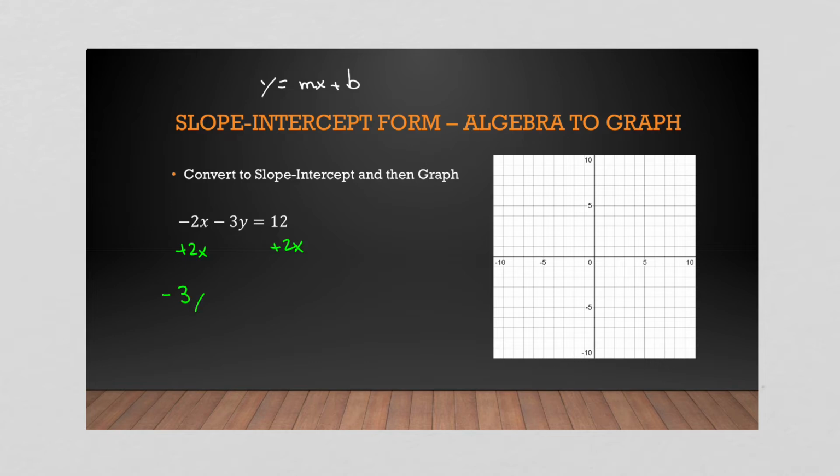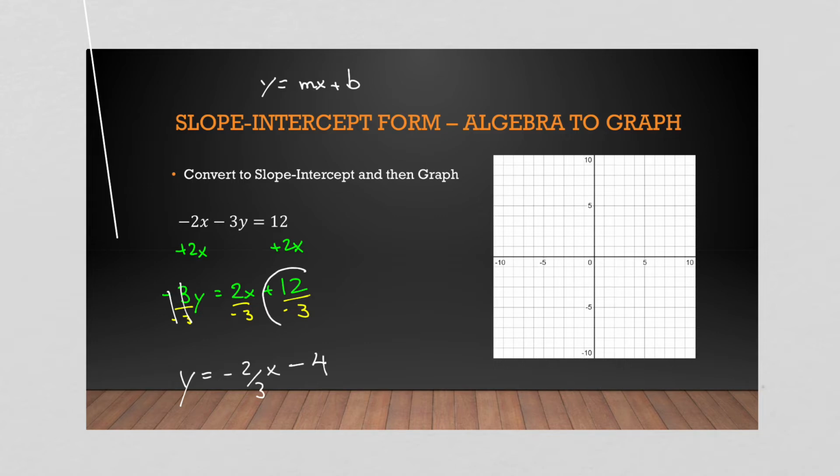So now you have negative 3y equals 2x plus 12. Now I'm almost there, but I don't want that negative 3 there. So I'm going to divide by negative 3, but then I have to divide everything by negative 3. So what do I end up with? Cancel, cancel, I get y equals, that's a good start, negative 2 over 3x minus 4, because positive divided by negative gives us negative 4.